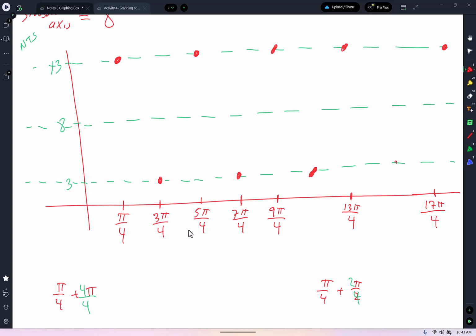Another minimum right here. I don't like this minimum here. Let me go right there. All right, I think we look good. We almost got it.